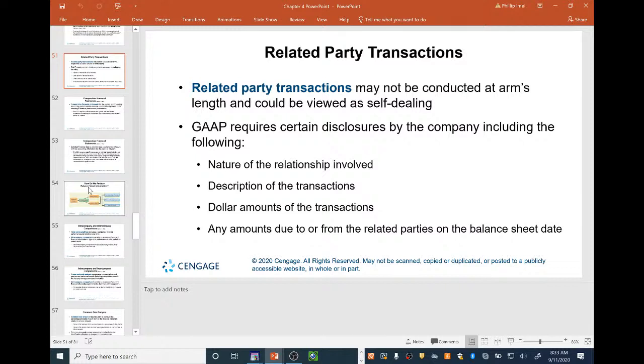So obviously, GAAP is going to require certain disclosures about a company that has dealings with related party transactions. They want to know the nature of the relationship involved in the transaction, a description of the transactions, dollar amounts of the transactions, and any amounts due to or from the related parties on the balance sheet. Okay, so it makes sense, right? That pretty much breaks down the whole outline or framework of that transaction, right?